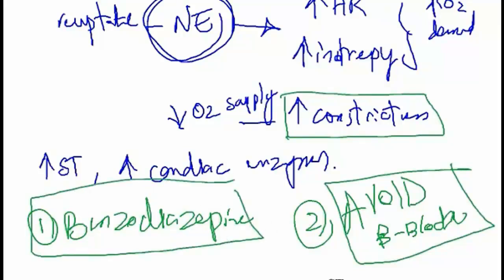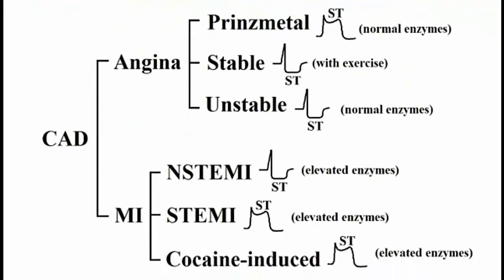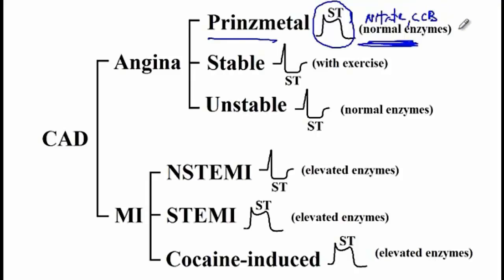So in patients with cocaine-induced myocardial infarction, you have to avoid beta blockers while you treat their symptoms with benzodiazepines. Just to summarize all the findings, we have different forms of angina and myocardial infarction. In patients with Prinzmetal angina, there is a vasospasm of coronary arteries. It's a short vasospasm, and thus they present with ST segment elevation, but since the duration is so short, the levels of enzymes, troponins and creatine kinase remain normal. These patients can be treated with nitrates, calcium channel blockers, as well as smoking cessation.